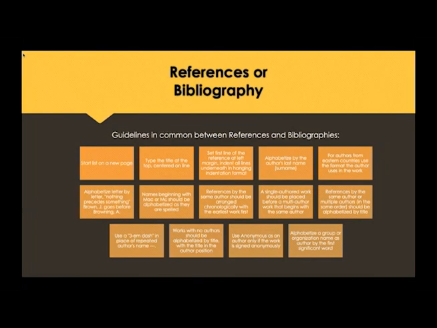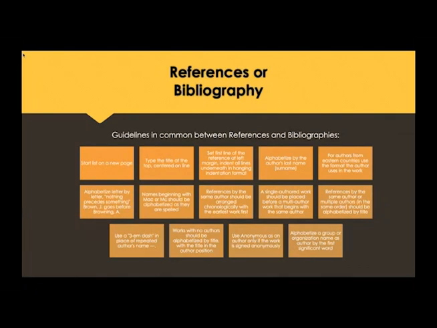References by the same author should be arranged chronologically with the earliest work first. A single authored work should be placed before a multi-authored work that begins with the same author. In the case that you have references by the same author or multiple authors in the same order, alphabetize by title. Use a 3M dash in place of a repeated author's name.